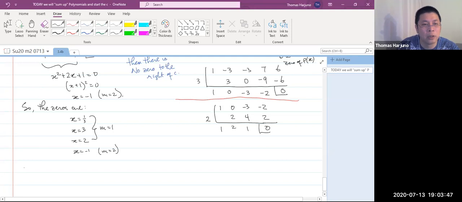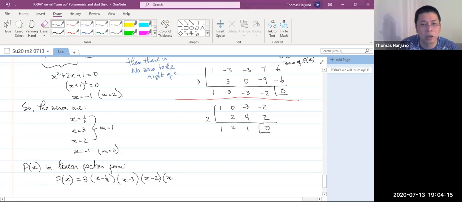Okay, so P(x) in factored form, in linear factor form, will be P(x) equals, the leading coefficient is 3, (x minus 1/3)(x minus 3)(x minus 2)(x plus 1) squared.